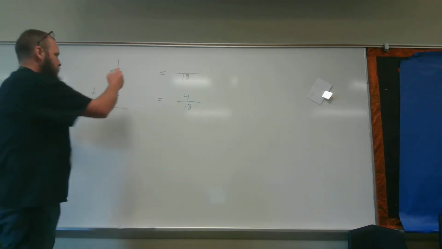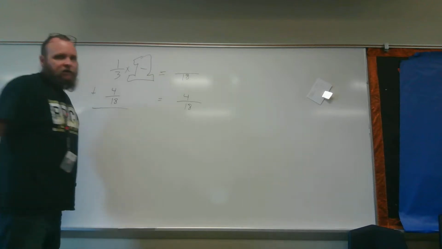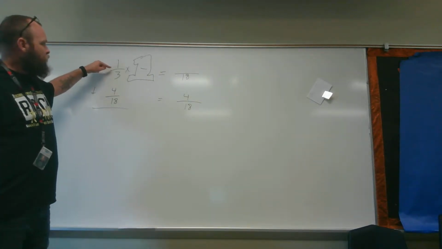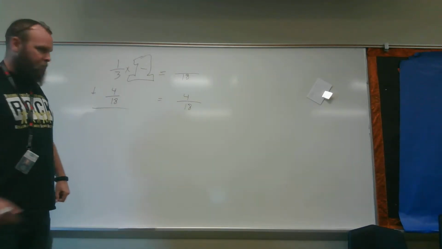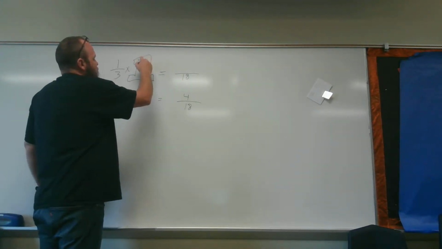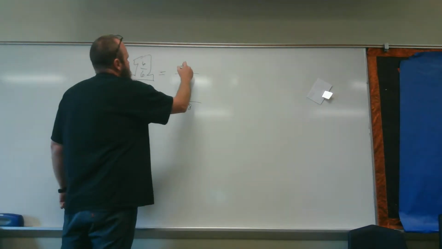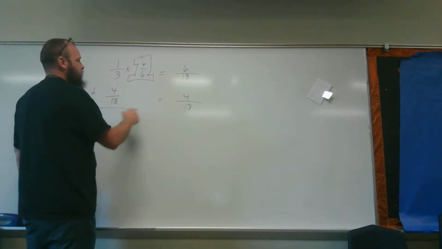1/3 needs to be changed to a common denominator of 18. I don't want to change the value, so I have to multiply by a fraction that equals 1. 3 times 6 is 18. A fraction that equals 1 has the same numerator as denominator. 1 times 6 is 6. So I have 6/18, 4/18.